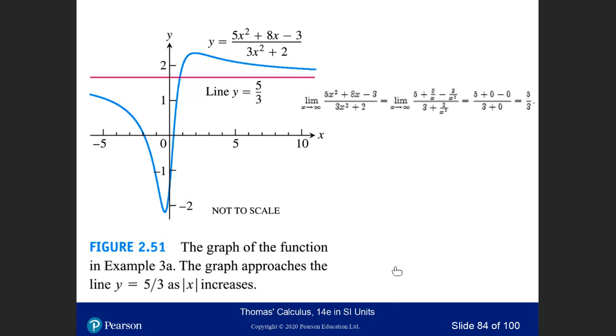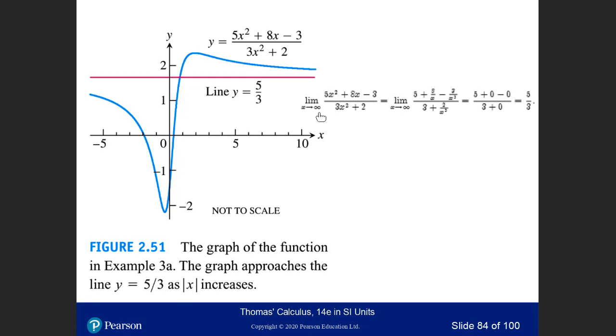Let's look at this function now. (5x squared plus 8x minus 3) divided by (3x squared plus 2). Okay, so I have proved that 1 over x goes to 0. So 1 over x squared also goes to 0. 1 over x cubed also goes to 0.